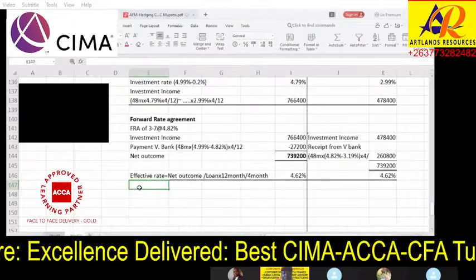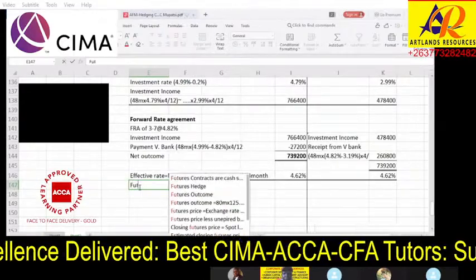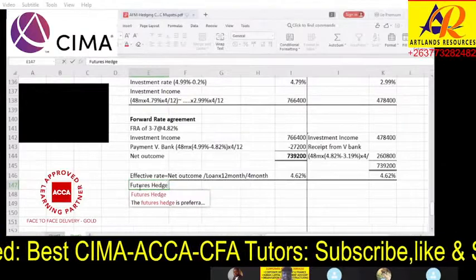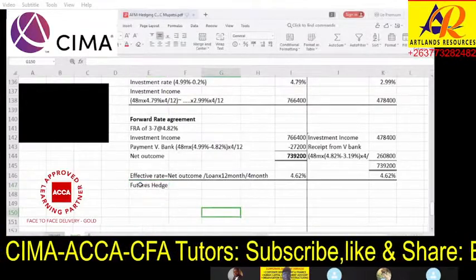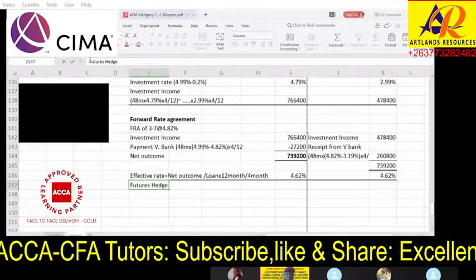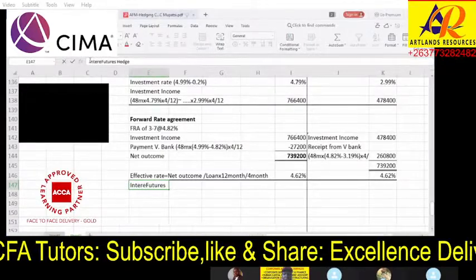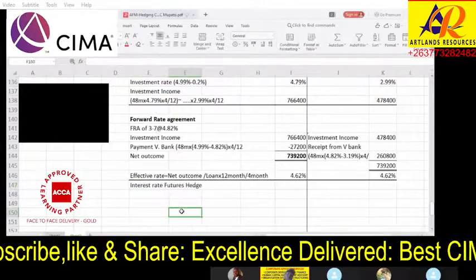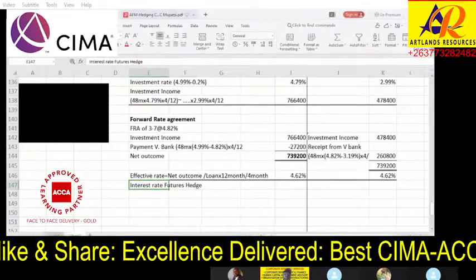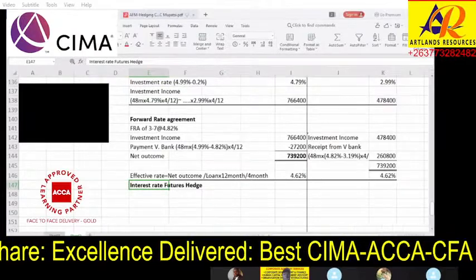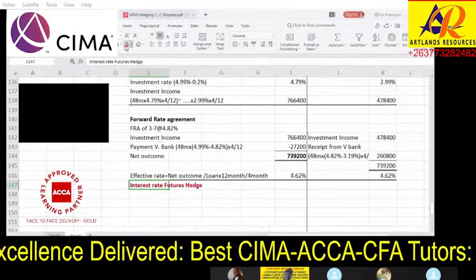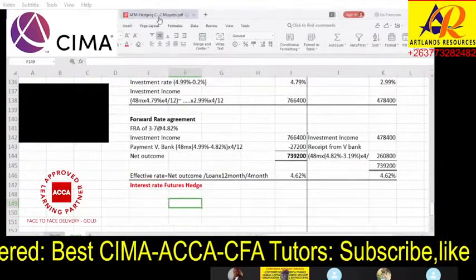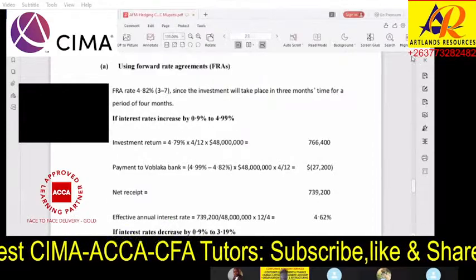if. Now futures hedge. Futures hedge. It's actually interest rate futures hedge. Now interest rate futures hedge, it's like this. You are a lender, so lenders buy interest rate futures now. You know that. Lenders buy interest rate futures now. I told you that.